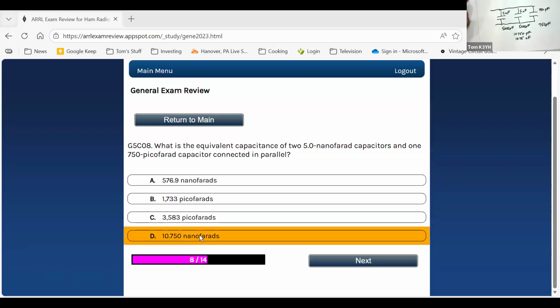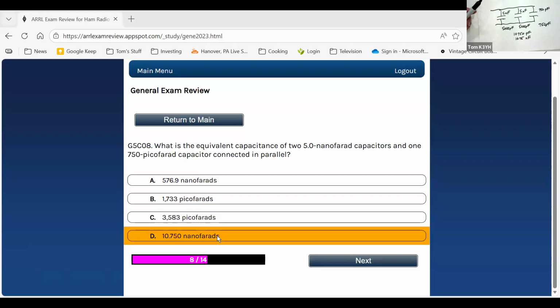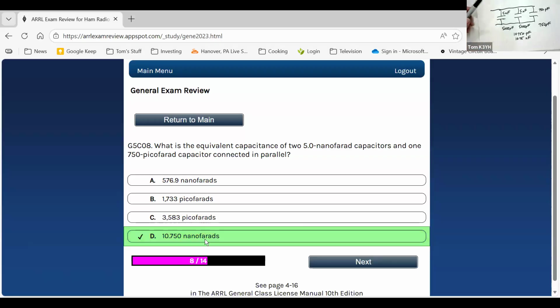So, sure enough, the right answer is given in nanofarads. We've got nanofarads, picofarads, nanofarads. Now, on the one hand, you'll say, well, it must be this one because I got the 10750. But it is, in fact, 10.750 nanofarads or 10,750 picofarads. So you have to remember two things. First off, convert it so everything is in the same unit, nanofarads or picofarads.